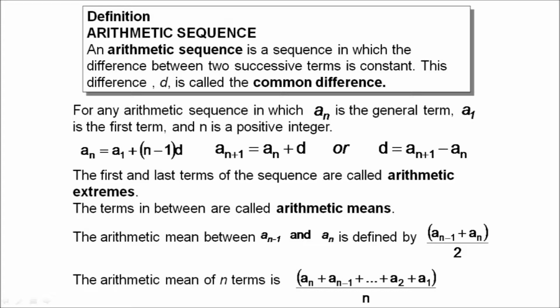The first and last terms of the sequence are called arithmetic extremes. The terms in between are called arithmetic means. The arithmetic mean between a sub n minus 1 and a sub n is defined to be (a sub n minus 1 plus a sub n) over 2. If we have the arithmetic mean of n terms, the formula is (a sub n plus a sub n minus 1 up to a sub 2 plus a sub 1) all over n.